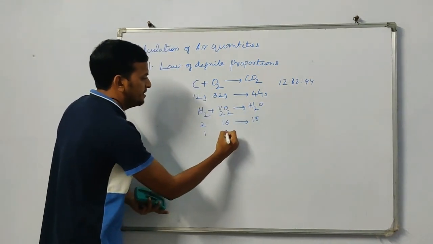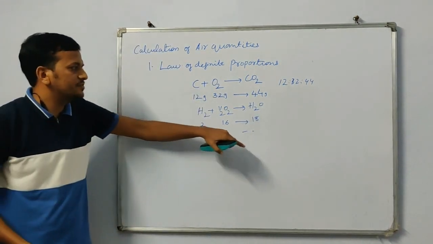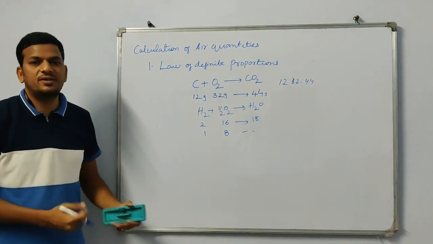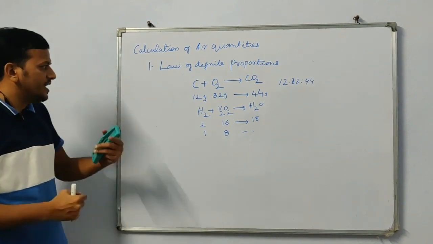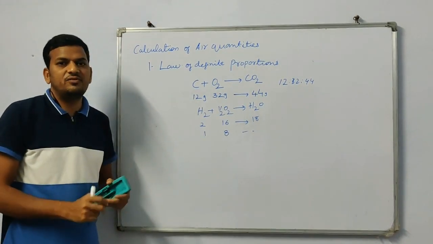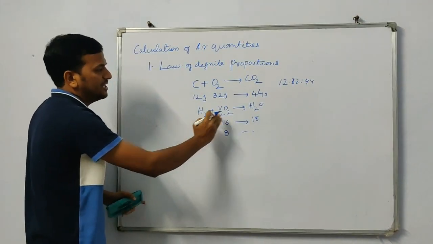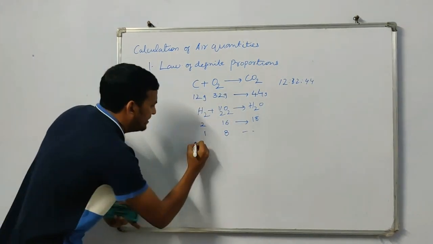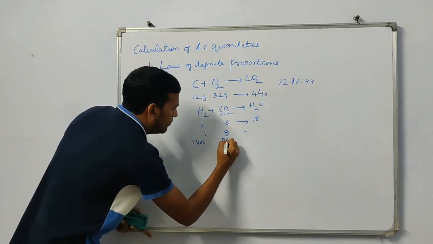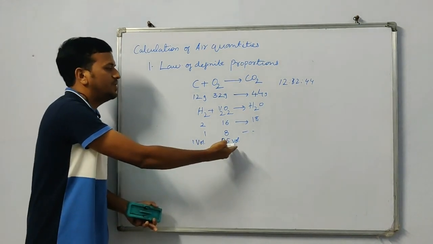In other words, I will write it as 1 gram to 8 grams. So 1 gram of hydrogen requires 8 grams of oxygen, or 2 grams of hydrogen requires 16 grams of oxygen for complete combustion. We have to follow this. Here, carbon is a solid and hydrogen is a gas. In the case of gases, we have to focus on volume. As per the stoichiometry, one volume of hydrogen requires 0.5 volume of oxygen.